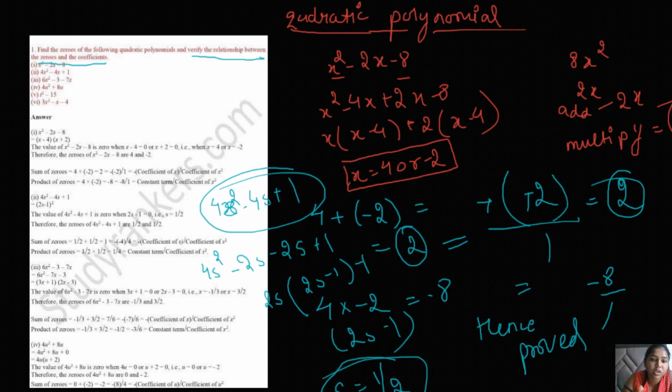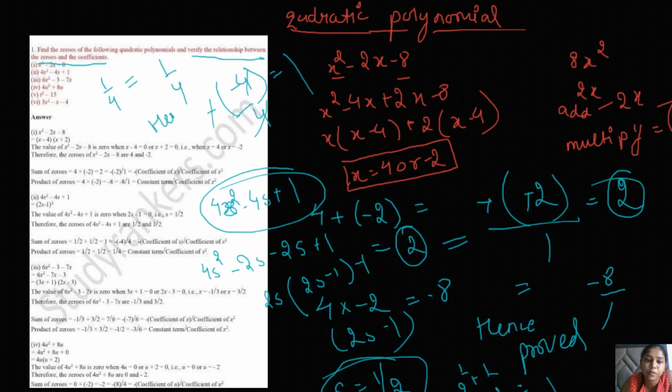After adding 1 by 2 plus 1 by 2, we are getting 1. So this must be equal to minus b by a according to the relationship. So minus of minus 4 by 4 will be equal to 1. This is proved. Similarly, multiplying them, we are getting 1 by 4. So c by a is also 1 by 4, hence proved.